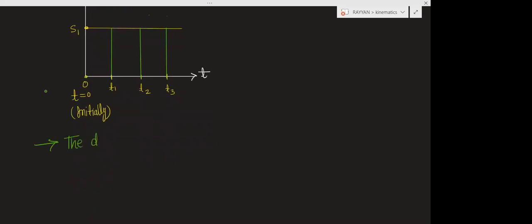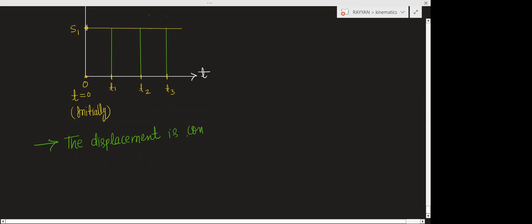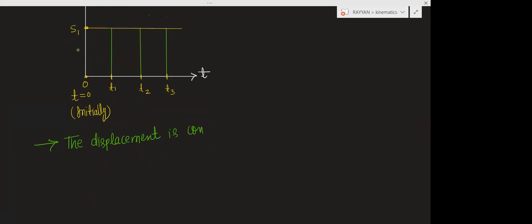You can say the displacement is constant. This line is represented as a straight line, which means there is only one value, that is S1, and that S1 is only S1, that is constant. Displacement is constant and does not change with time.